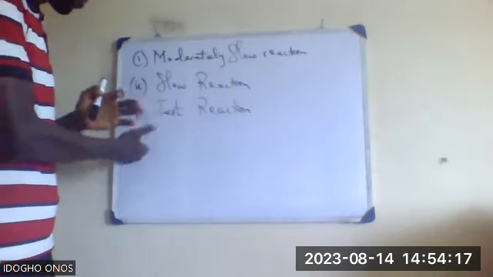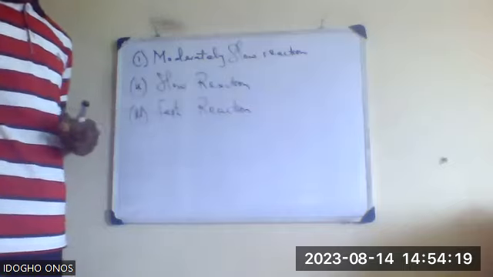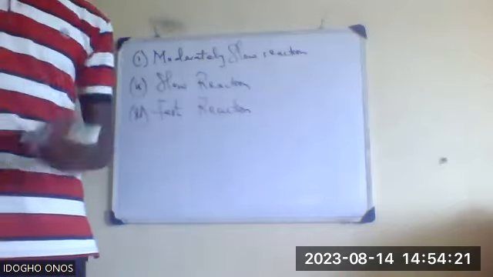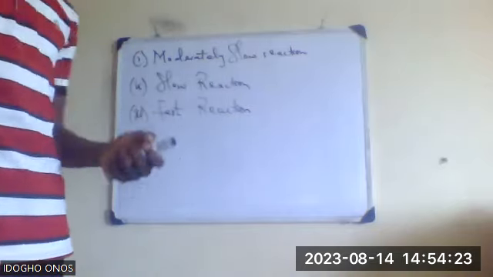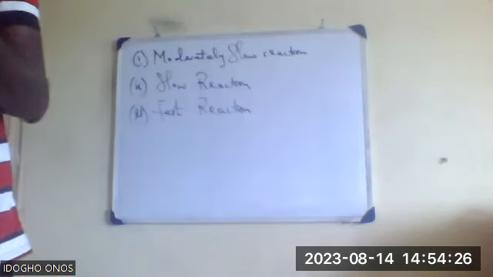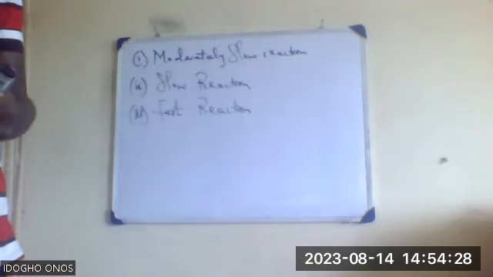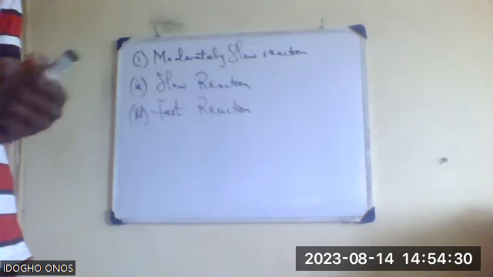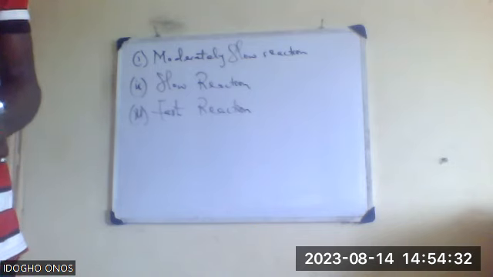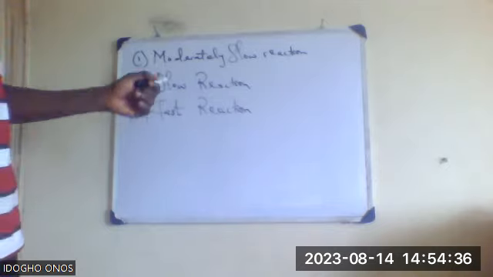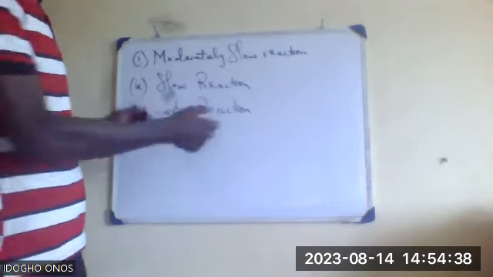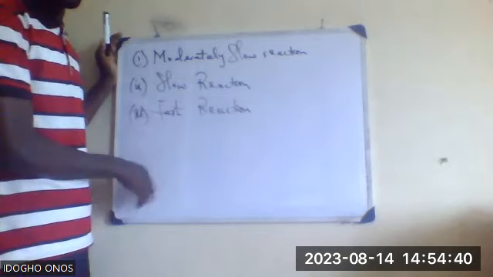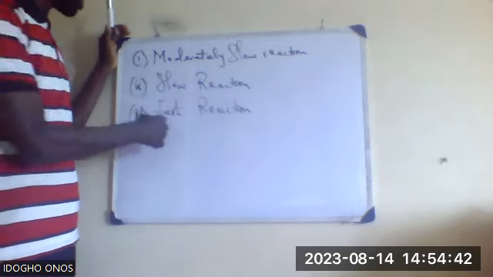Now let's come to the last one, fast reaction. These types of reactions get to completion very, very fast, or it takes less time for a new product to be formed. An example of such a reaction, which you can demonstrate with your students, is a neutralization reaction.